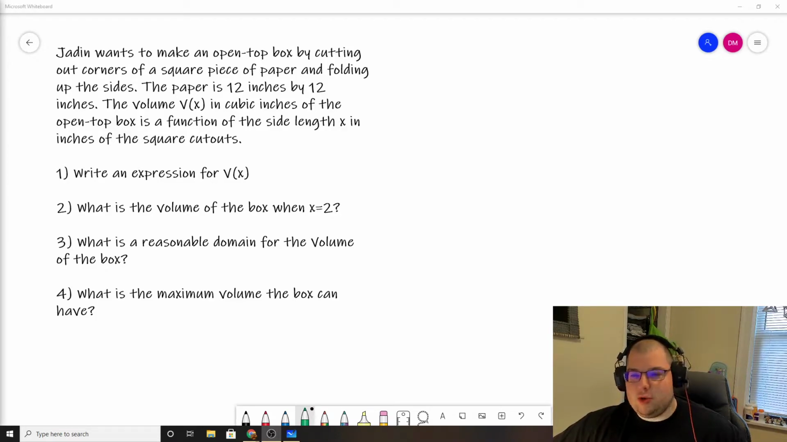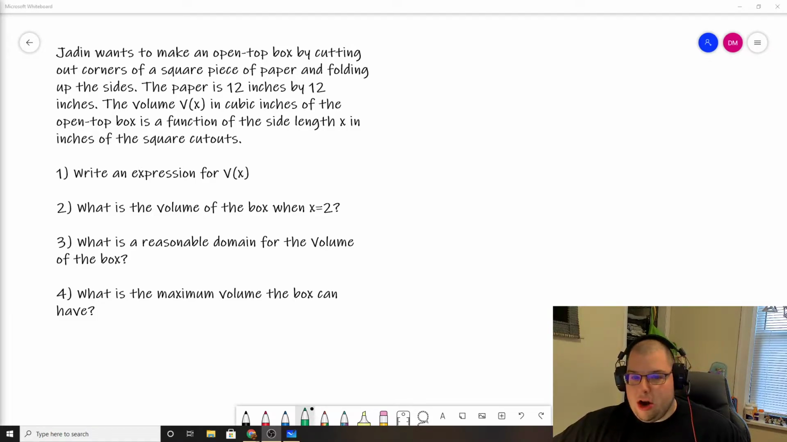Question 2 asks, what is the volume of the box when x equals 2? Question 3 asks, what is a reasonable domain for the volume of the box? And question 4 is, what is the maximum volume the box can have?